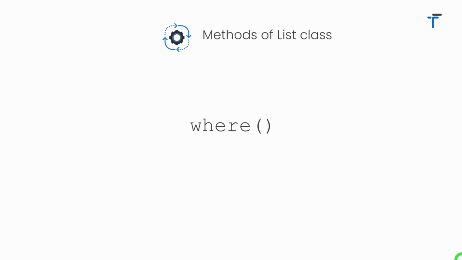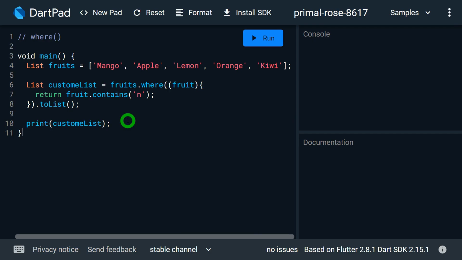The where method is one of the most important methods found in the list class. Let's say I want to extract specific values from the original list, where I want to specify that every element should satisfy some condition, and the elements that satisfy those conditions should be extracted into another list. In this case, the where method is really helpful. Just look at this example.